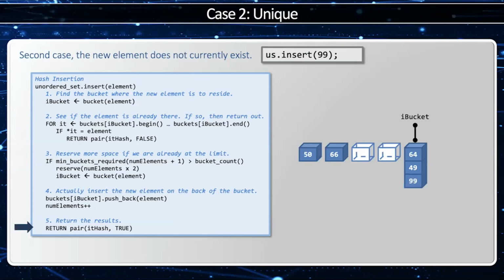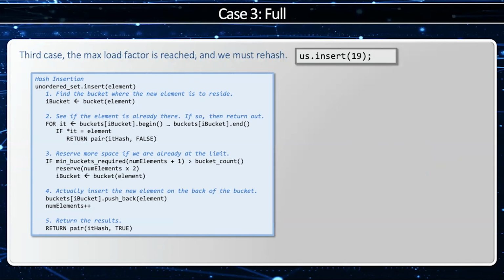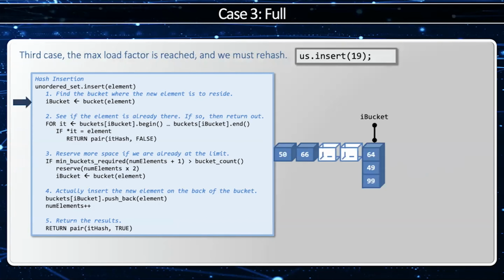The final case is my unsorted set is full and I need to rehash. So I'm going to have the same elements I had before, 5 elements in a 5-bucket unsorted set. My bucket number is 4, just like before. I'm going to walk through here and I'm going to see that 19 does not exist. But now my load factor is 1, which means I have to rehash.